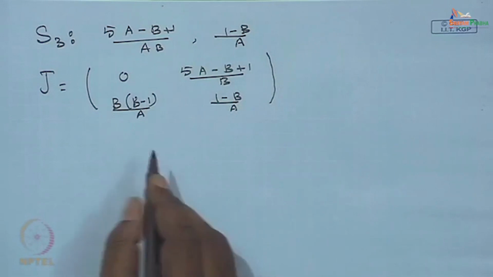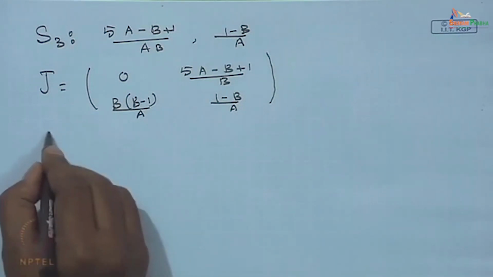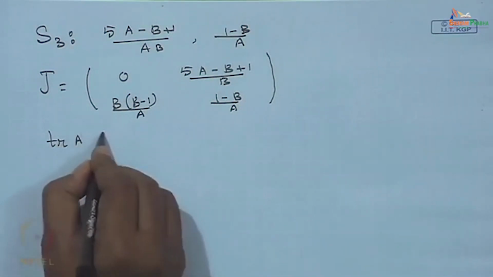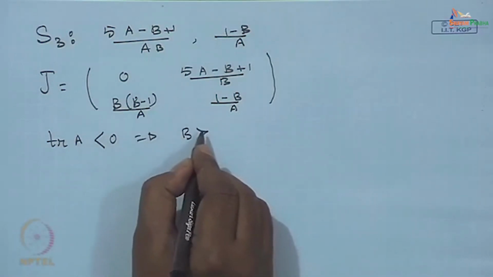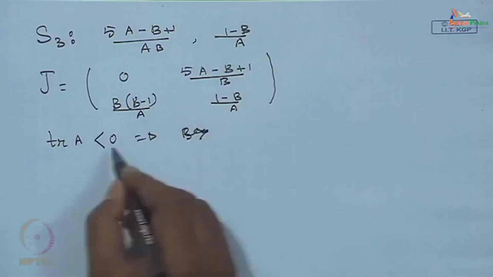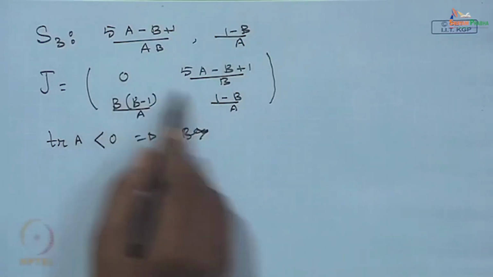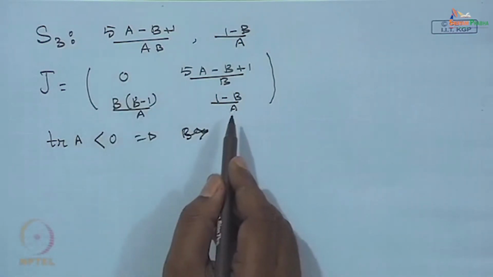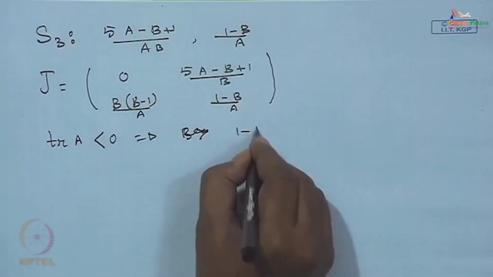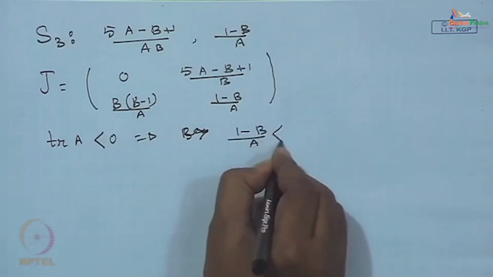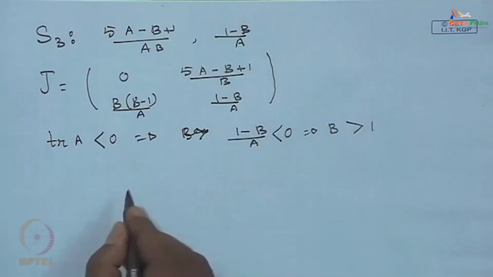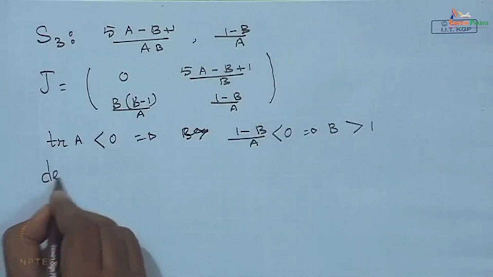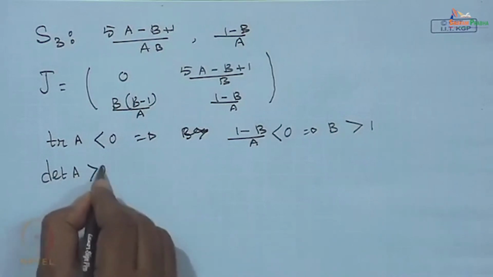So, now if you look into the trace of A, that has to be less than 0. So, therefore, b is greater than... So, if trace is less than 0, that means the two diagonal elements have to be added up. So, it will be (1 minus b)/a should be less than 0, therefore, b is greater than 1. And the other condition is determinant of A is greater than 0.